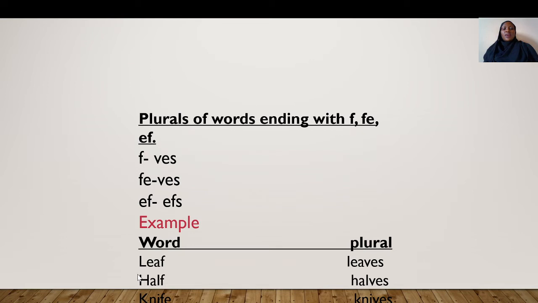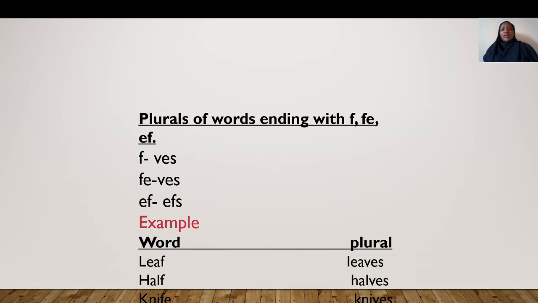Number 2, we have half. How do we write the plural of the word half? I have a half of a bread. You change F to VES, so half becomes halves. We have knife. Write the plural of the word knife. You have to change FE to VES. You do away with letter F and letter E, then you replace with VES.